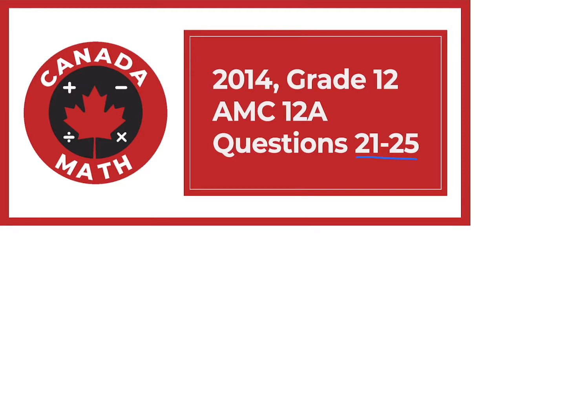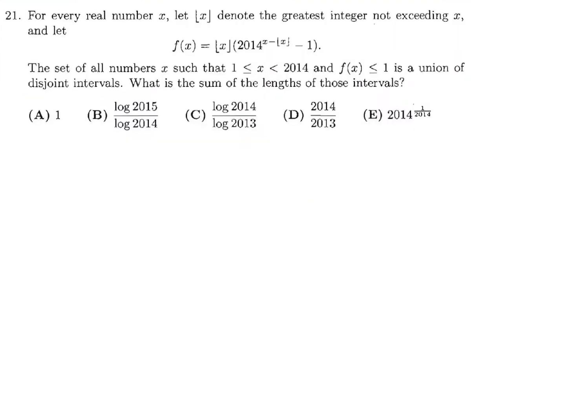Questions 21 through 25 on the 2014 Grade 12 AMC 12A. For every real number x, let ⌊x⌋ denote the greatest integer not exceeding x, and let f(x) equal ⌊x⌋ times 2014 to the power of (x minus ⌊x⌋) minus 1. The set of all numbers x such that x is between 1 and 2014 and f(x) is less than or equal to 1 is a union of disjoint intervals. What is the sum of the lengths of those intervals?